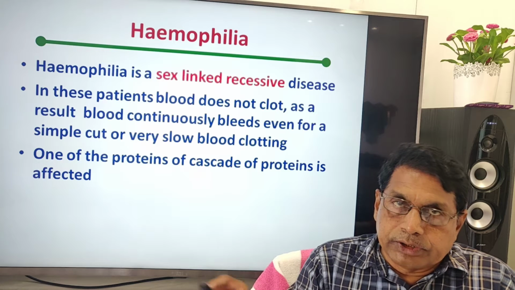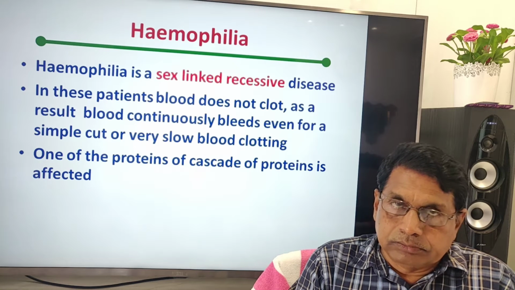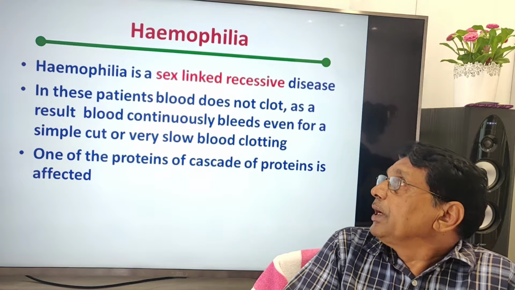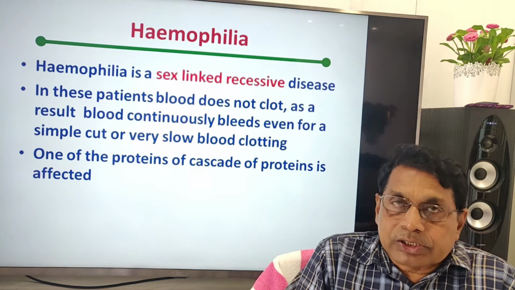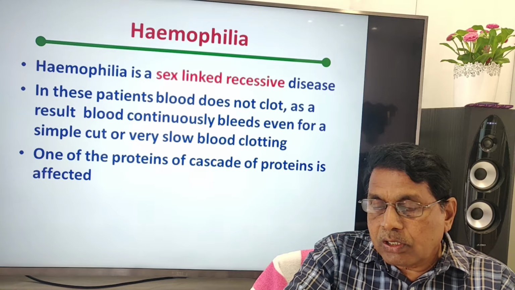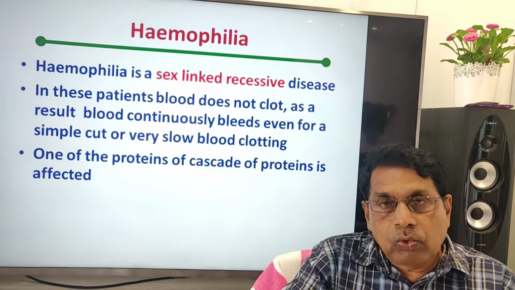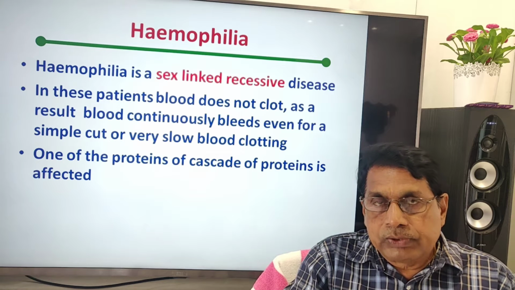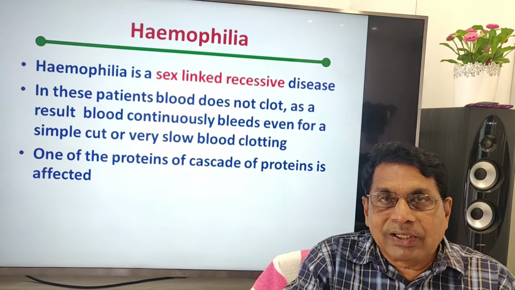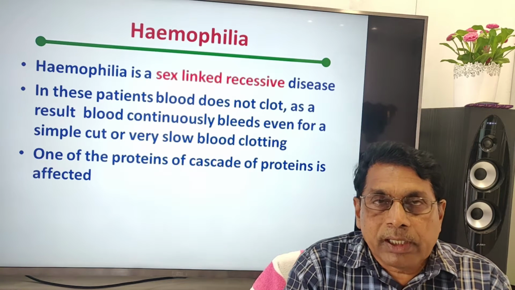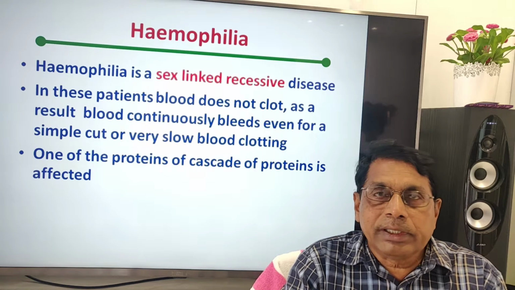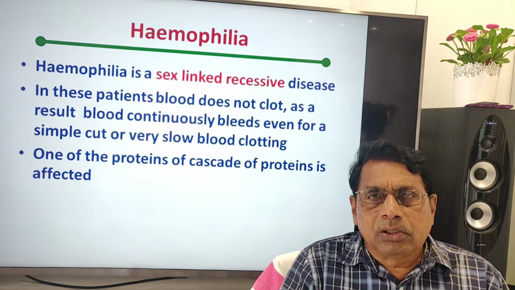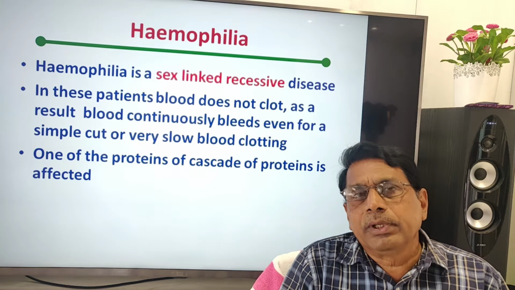Very important from NEET point of view. In these patients, blood does not clot. Even if there is a small cut, a small bruise, a small wound, the blood continuously flows out. It will clot in normal people. What happens if there is a small cut? Immediately there is a normal mechanism. The blood clots, and the outflow of the blood will be prevented.